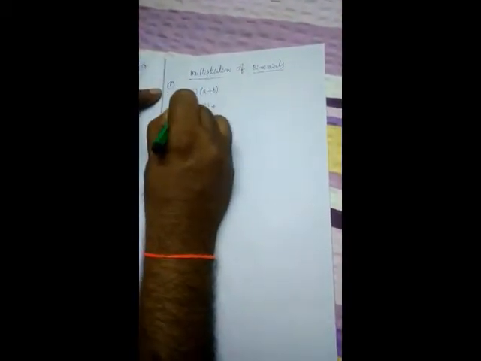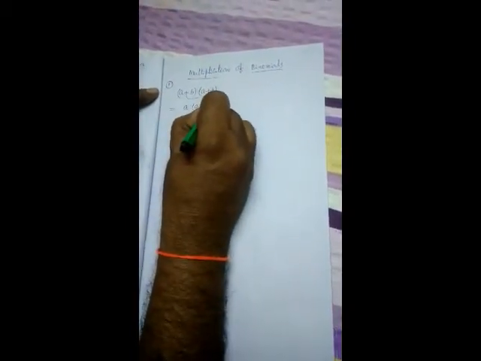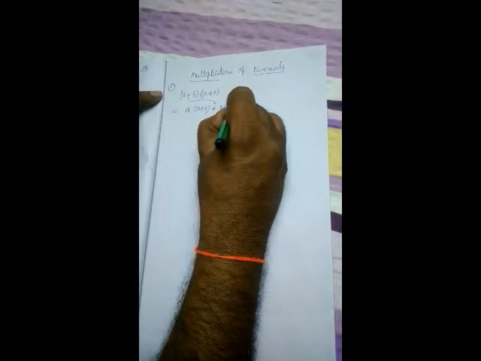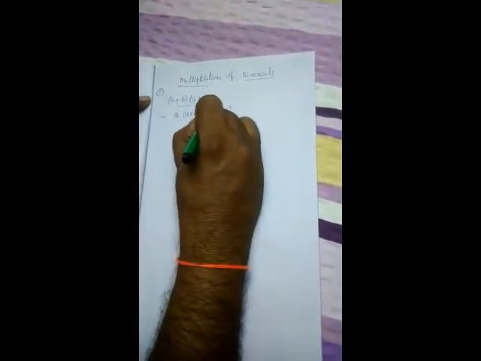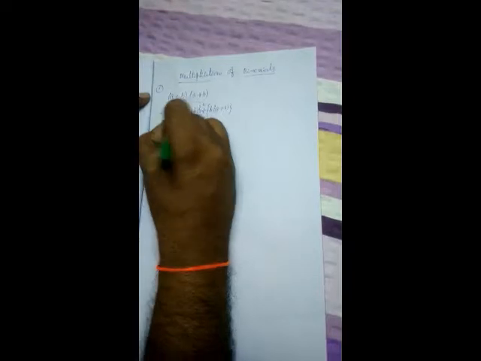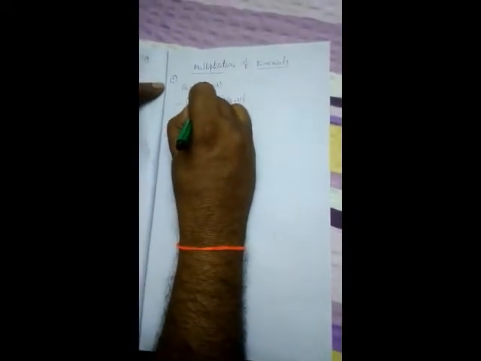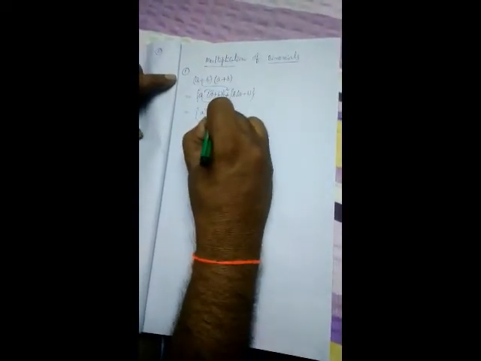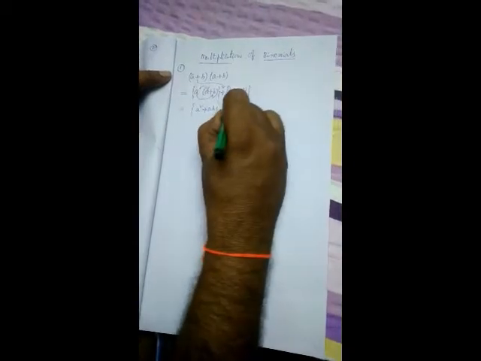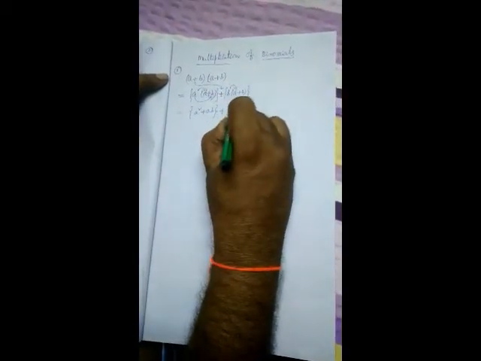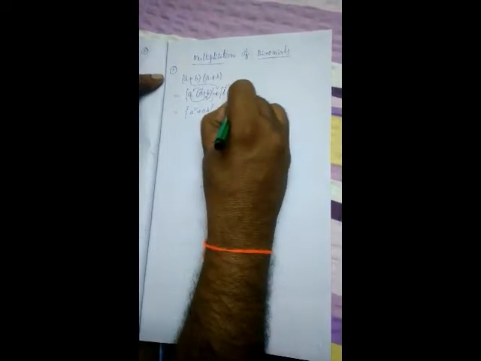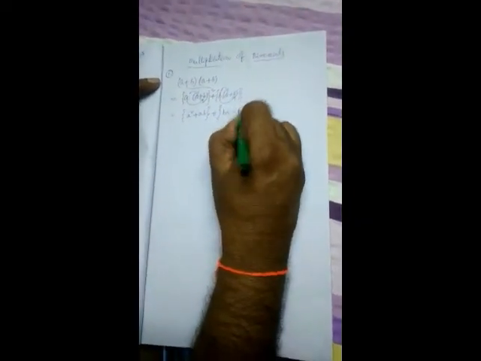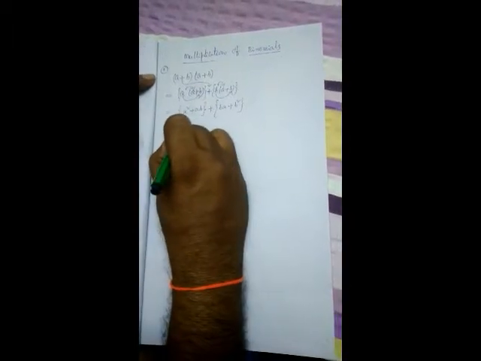Here is the first example, (a + b) into (a + b). How to multiply (a + b) into (a + b)? a of (a + b) plus b of (a + b). Better you keep curly brackets. Now a into a is a square, by the distributive property, plus a into b, ab, plus b into a, ba, plus b into b, b square.